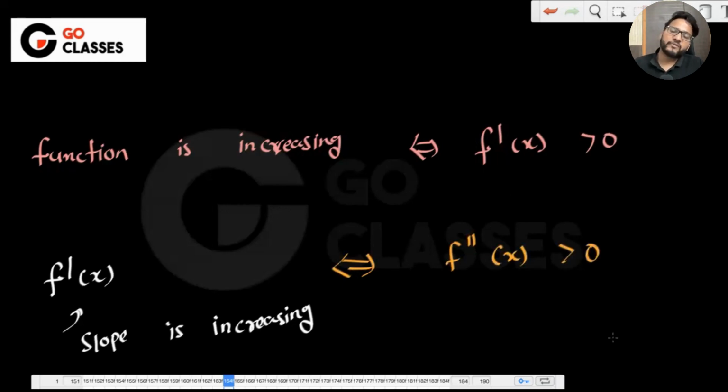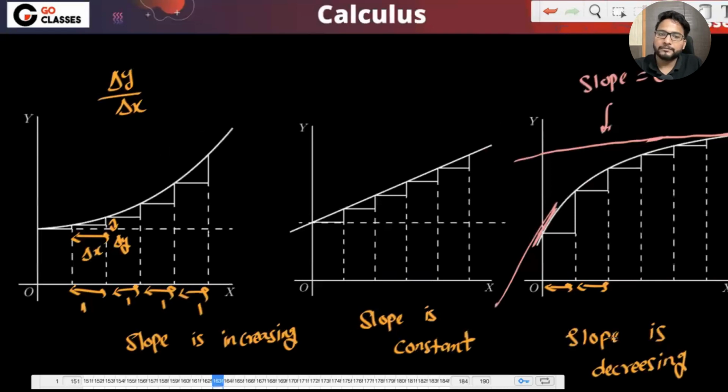So basically, if f double dash x is greater than 0, can I say the function is increasing? No, I can't say the function is increasing. The function could be decreasing or increasing, I don't know actually. Basically, if f double dash x is greater than 0, then I will say that f dash x is increasing.